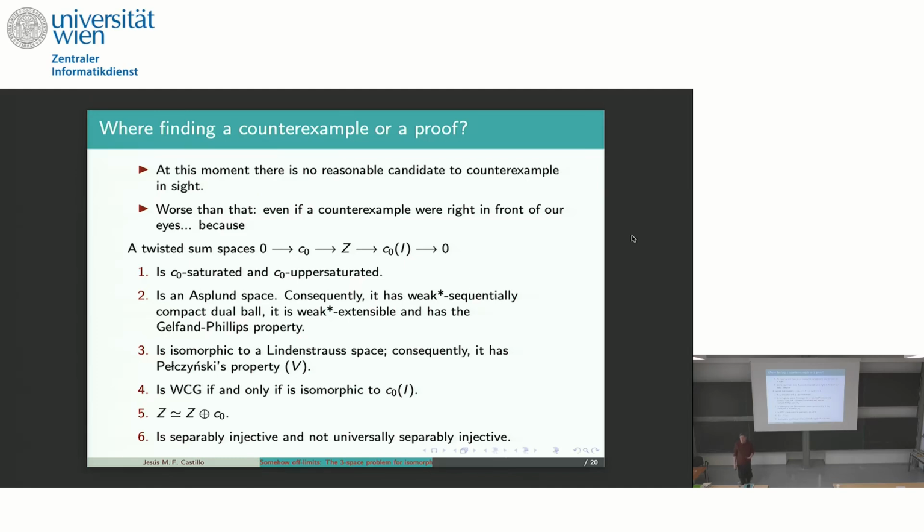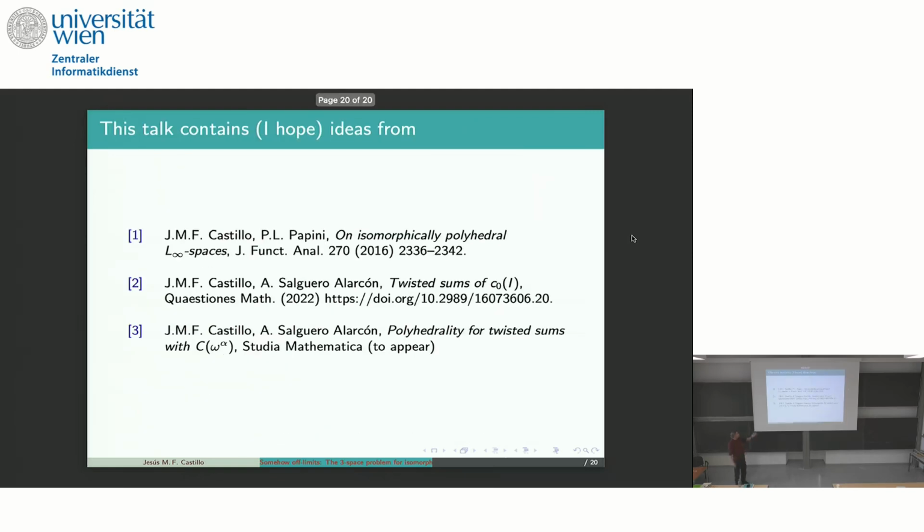So I'm stuck. And this is a problem for me because I wanted to do something with this problem, but nowadays I don't have a reasonable candidate for a counterexample, and I don't have a reasonable candidate for a way to a proof. I'm stuck. I'm begging for help. So, well, these are the papers in which these ideas are contained, more or less. Thank you very much.